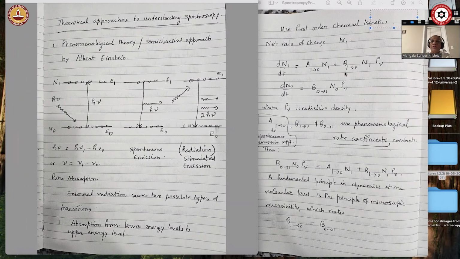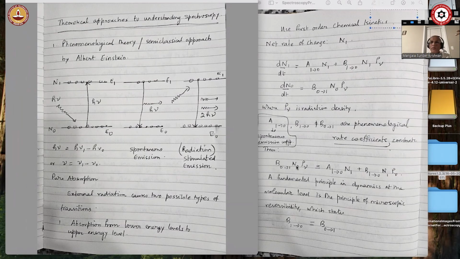The thing is, in thermal equilibrium, both of these are equal. You can see the meaning of A10: it's the spontaneous emission coefficient. B10 is the stimulated emission coefficient from 1 to 0 in the presence of radiation. Then this is B01, which is absorption from 0 to 1. So these are the three rate coefficients and constants. So this is the equation between dN1 by dt and dN0 by dt.